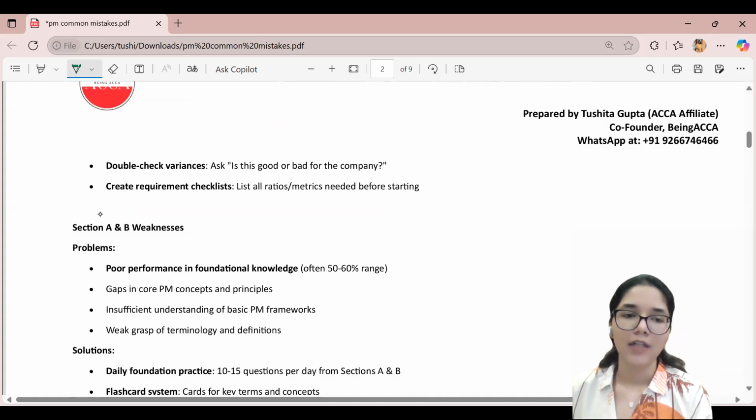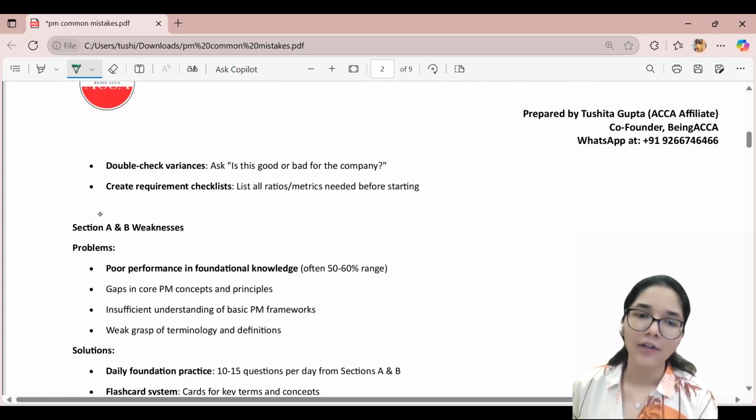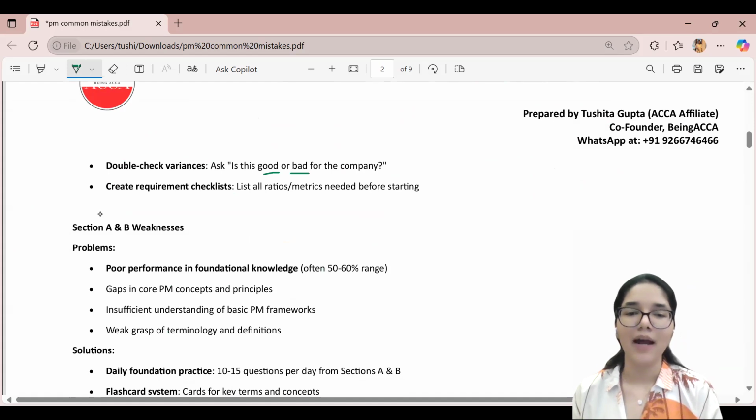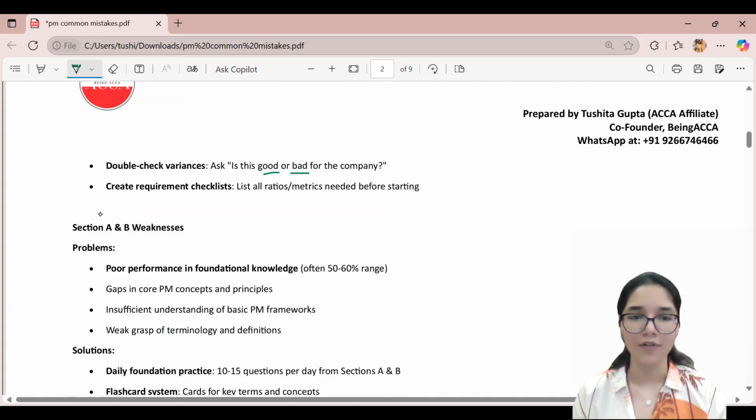What else? Double check your variances. I've already told you this. Is it good for the company? Is it bad for the company? Good for the company, it's favorable. Bad for the company, it is adverse.